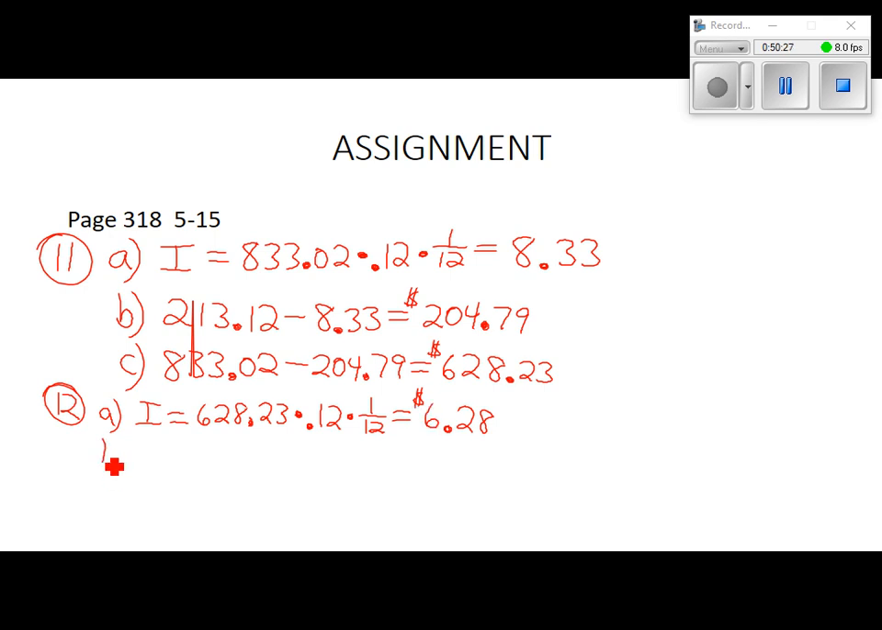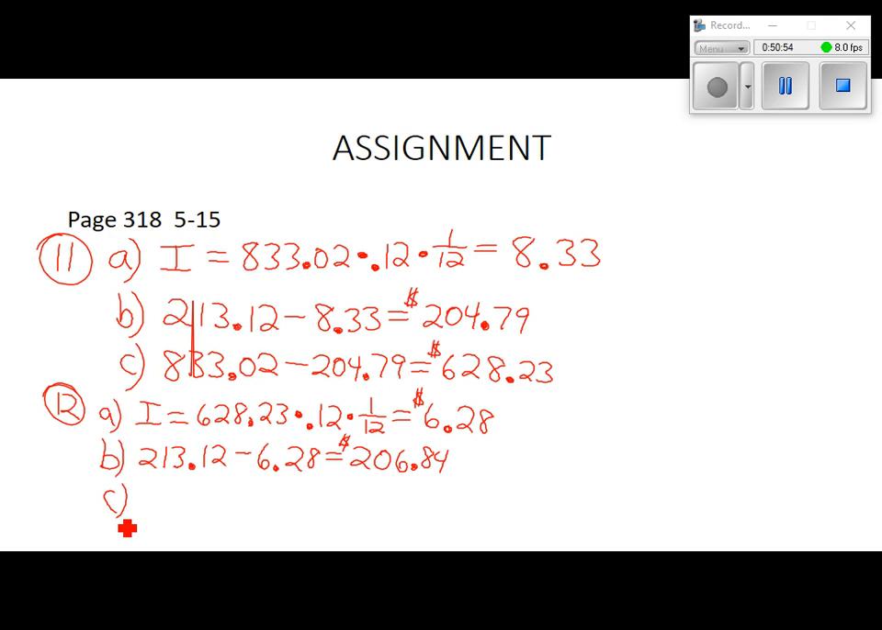And then B is 213.12, subtract 6.28. And you get 206.84. You take that number. 206.84 is the amount that we're putting towards what? Towards the loan, towards the principal.